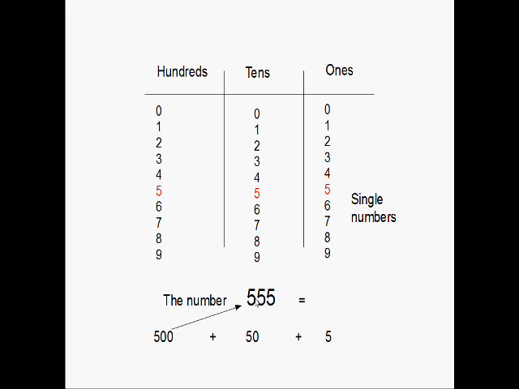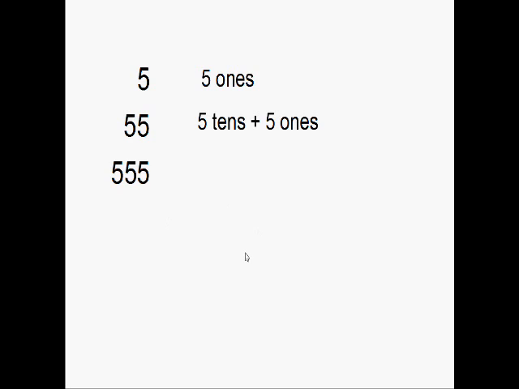This 5 equals 500. This 5 equals 50. And this 5 equals 5, just plain 5. So the place that you put the numbers is very important. 5 by itself is 5 ones. If I stick another number to the left of it, now I have a new place, so I have 5 tens and 5 ones. And if I stick another number next to that, now I have another new place, and that equals 5 hundreds, 5 tens, and 5 ones.